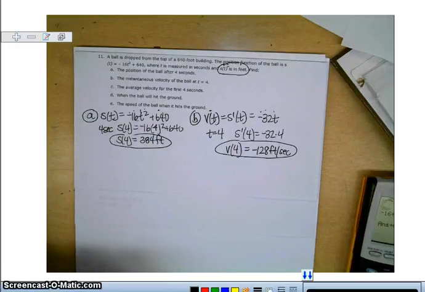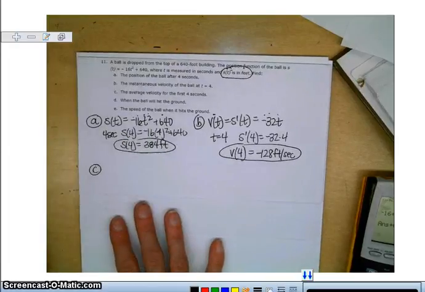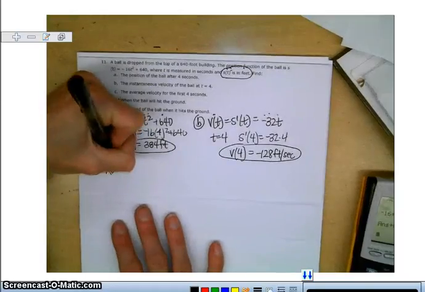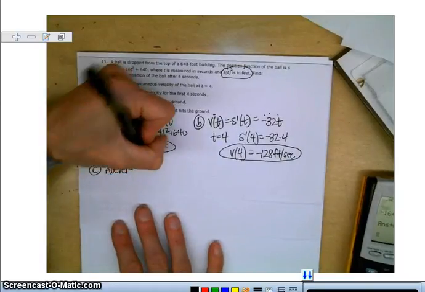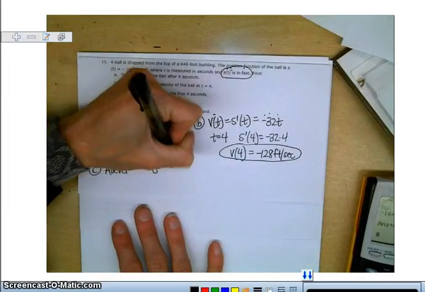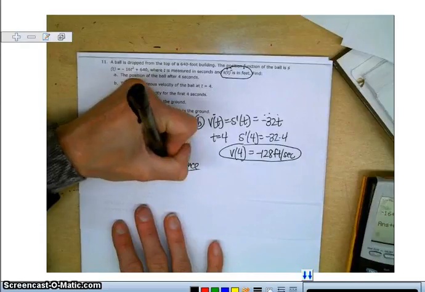It's moving to the left. All right, so now part C says find the average velocity for the first 4 seconds. So what is the average velocity equal to? Change in distance over change in time.